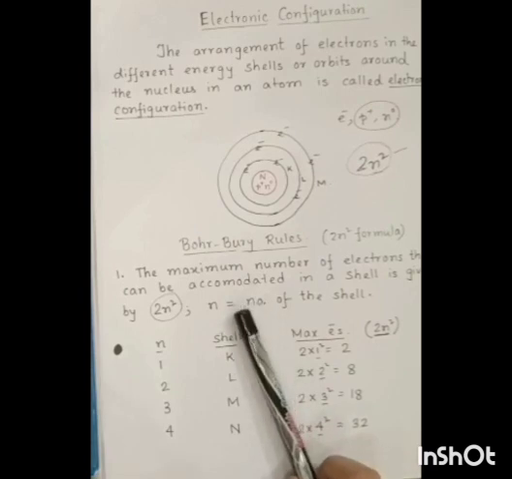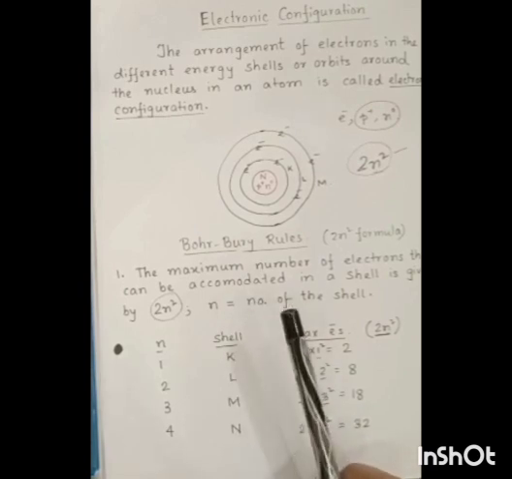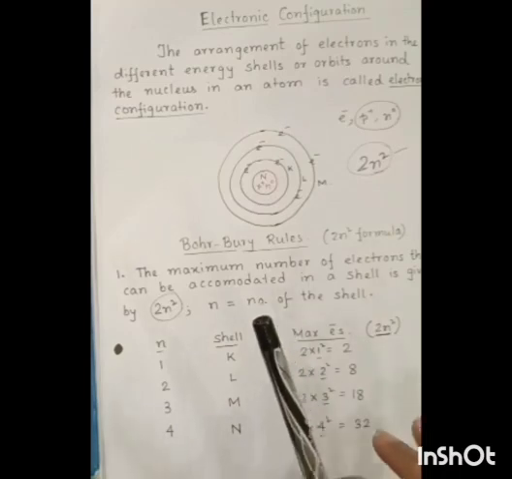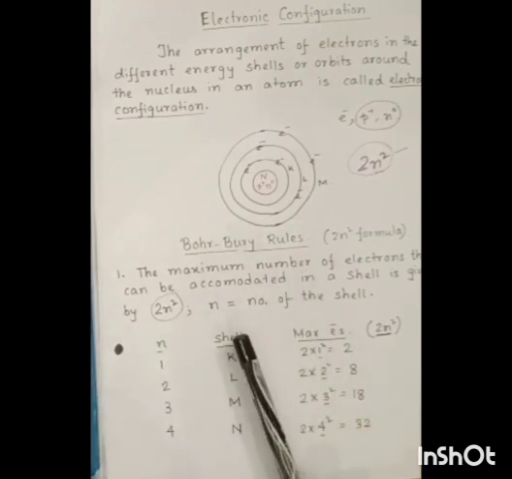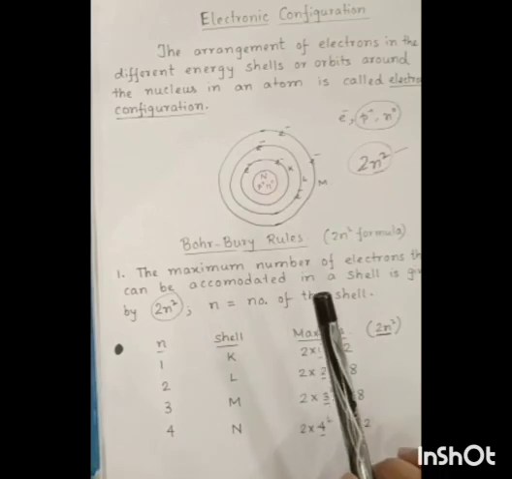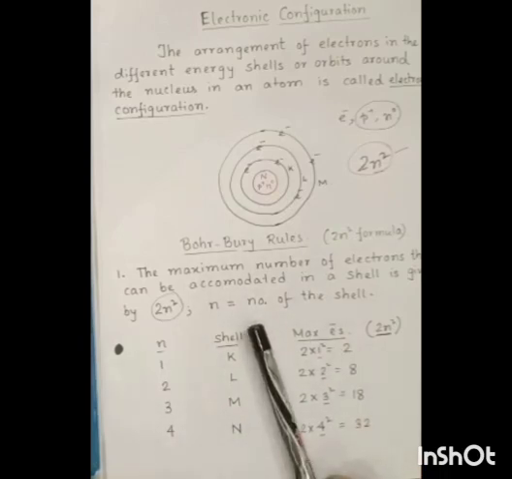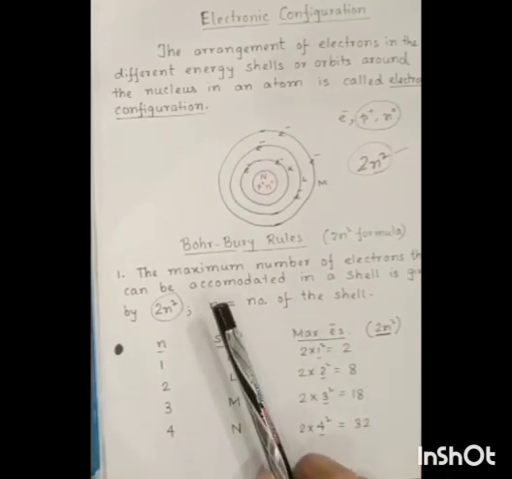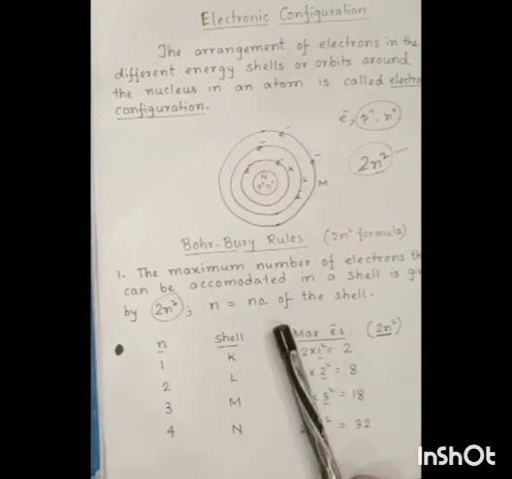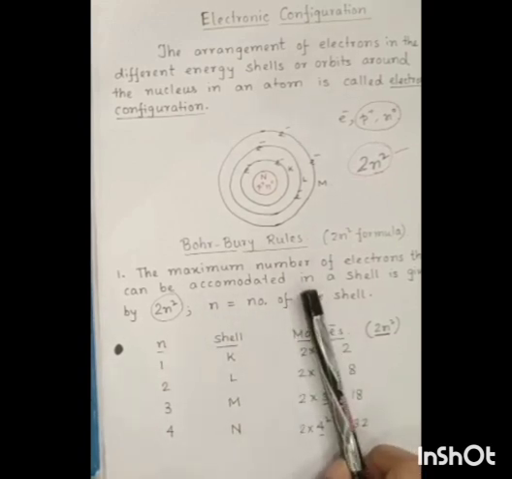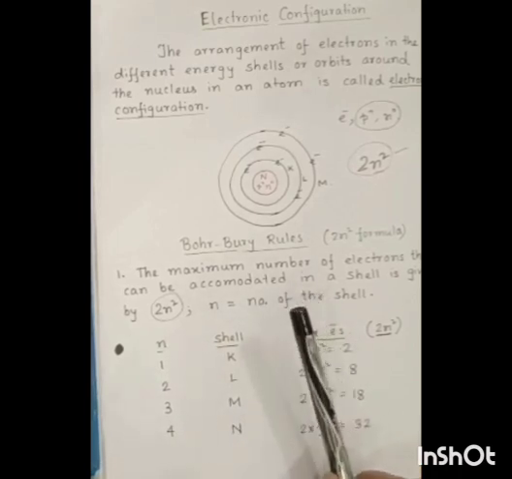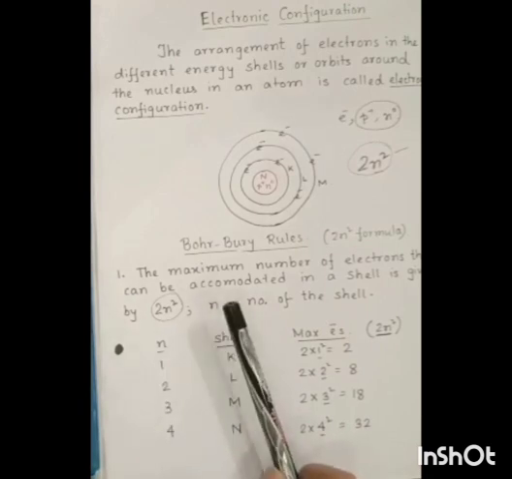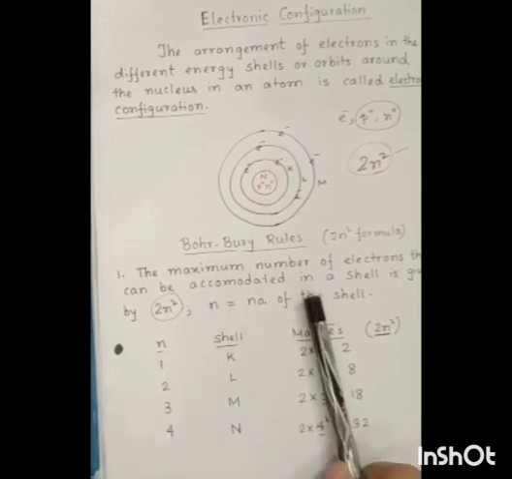Now this can be explained with a suitable example. Suppose you have gone to a hotel and there are some rooms, 1, 2, 3, 4, like this. Now in room number 1, suppose maximum 2 people can stay, whereas in room number 2, 8 people can stay, which means obviously the size of the second room is larger than the size of the first room, and that is why more people can be accommodated in the second room as compared to the first room.